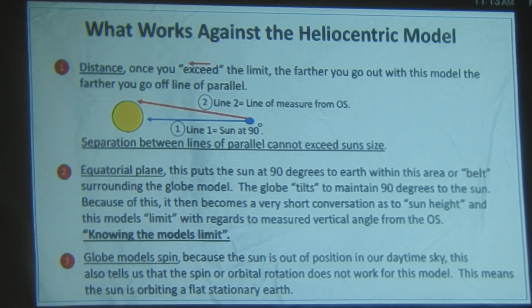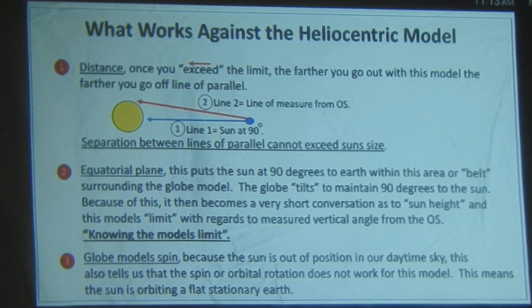Distance. Once you exceed that limit, the farther you go out for this model, the farther you go off the line of parallel. And you see the lines of parallel 1 and 2. Line 1 is the sun at 90 degrees. Line 2 is measured from the OS. So if you're doing something like the 45-degree sector test at 3 hours, if you're at a 45-degree angle to that object or the sun, you can't exceed 45 degrees. It's very simple. Separation between the lines cannot exceed the sun's size, and that does.